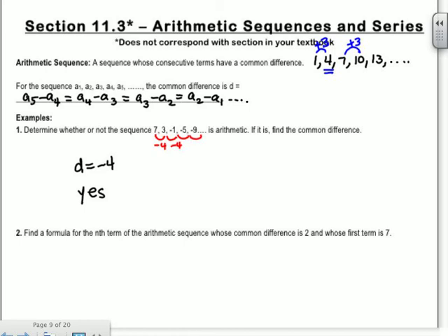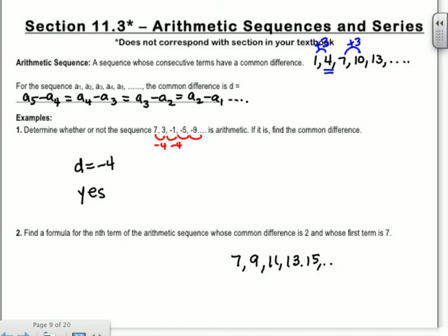All right, number 2, find a formula for the nth term of the arithmetic sequence whose common difference is 2 and whose first term is 7. Okay, so let's write out some of these different terms. If I start with 7, what would be your next term? It is 9, because you're adding 2. And that's why I said it's weird that they call it the common difference, but it's because we're always taking the second term minus the first. So 7, 9, 11, 13, 15. That's what your sequence is going to look like.